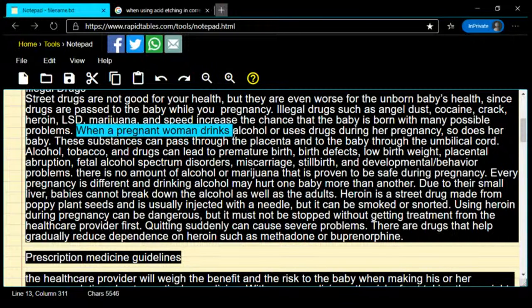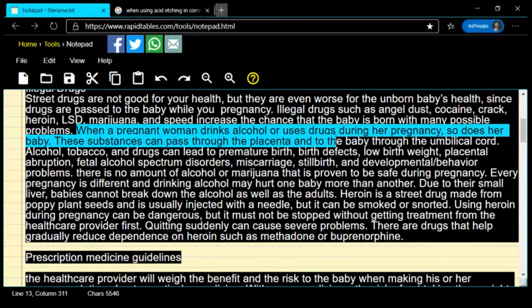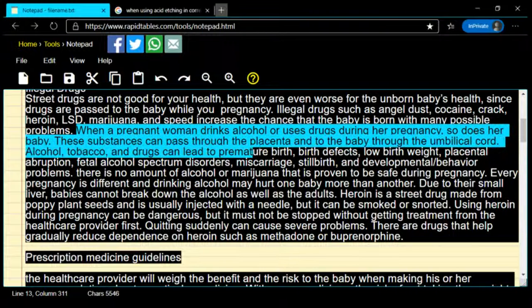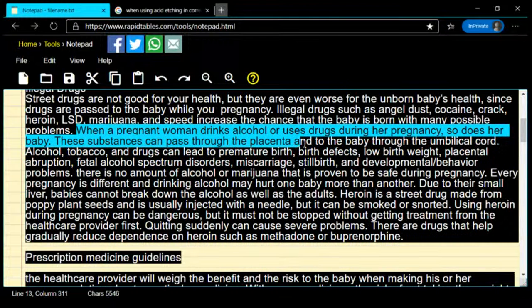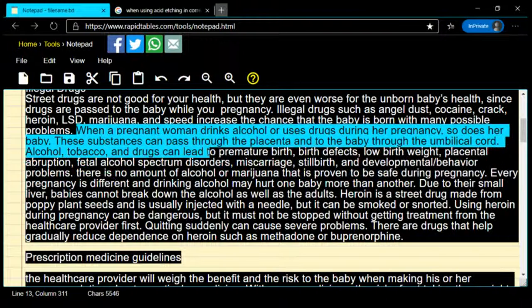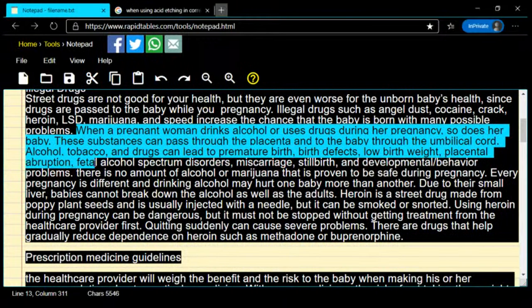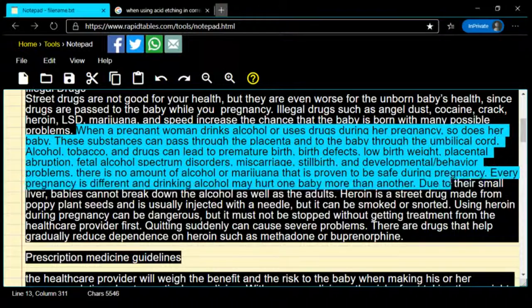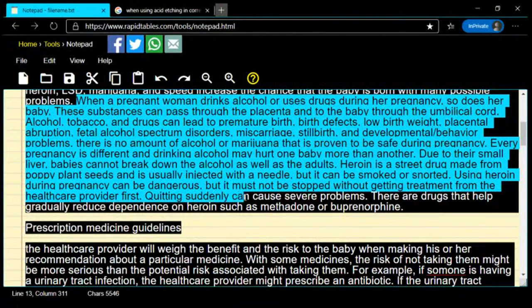When a pregnant woman drinks alcohol or uses drugs during her pregnancy, so does her baby. The substance can pass through the placenta and maybe through the umbilical cord, leading to premature birth, birth defects, low weight, placental abruption, fetal alcohol spectrum disorders, miscarriage, stillbirth, and development of behavior problems. There is no amount of alcohol or marijuana that is proven to be safe during pregnancy, etc.